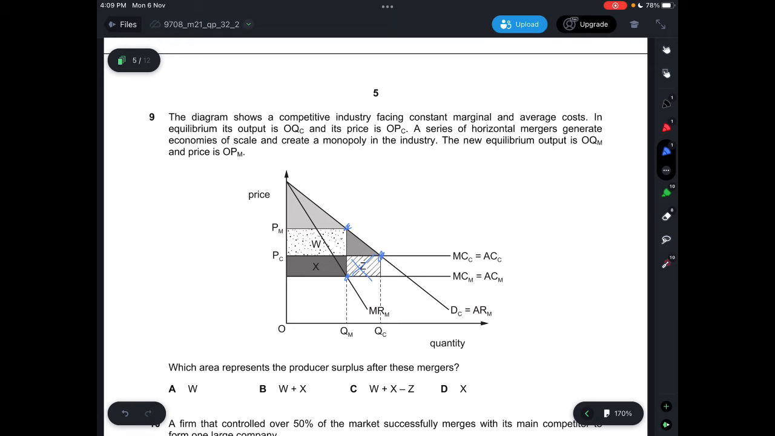So the curves between ARM and ACM would have to be this, and then here. But then like I mentioned just now, the quantity Z will not be included because it's not part of the quantity of QM anymore. So it has to be W and X, so answer is B. That will be your producer surplus.